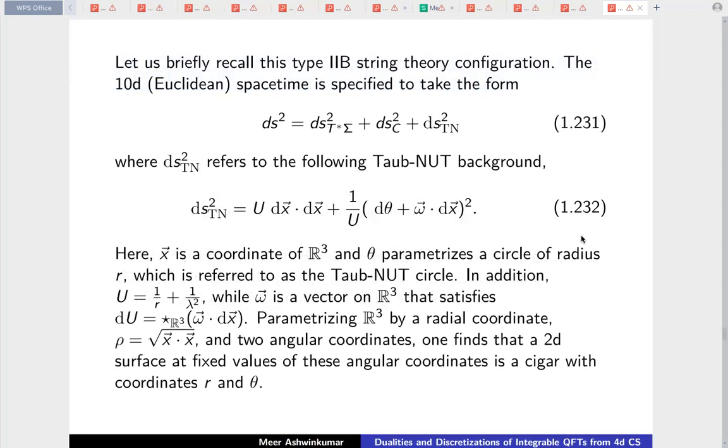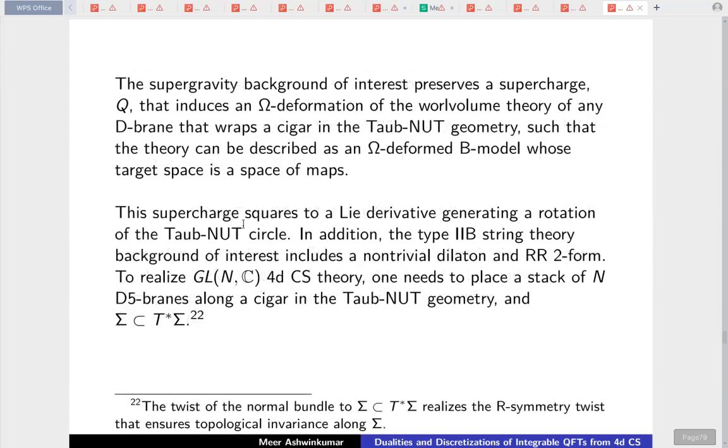Basically, you can start with type IIB string theory on this geometry given here, where you need crucially to have a Taub-NUT background, because the Taub-NUT background consists of many cigars which are antipodal to each other. And effectively, the D5 brane will be wrapping one of these cigars, and then the localization takes place and you obtain 4D Chern-Simons theory. There are some details. Of course, you need to include some RR 2-form and non-trivial dilaton. For this, I refer you to the paper of Costello and Yagi.